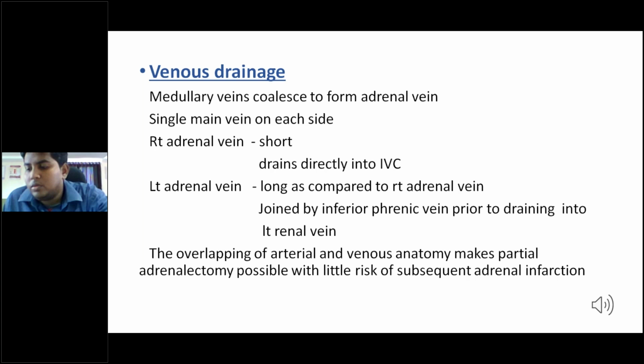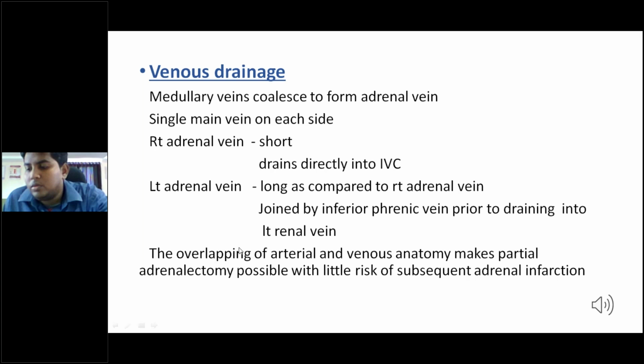So on each side there is a single main adrenal vein, which is formed by the coalescence of the medullary veins. So on the right side, as we already discussed, the medial boundary is the inferior vena cava. So it is close to the inferior vena cava. So the right adrenal vein is short and it drains directly into the IVC. Whereas on the left side, if you clearly remember the anatomical relations, definitely there is an aorta and then the inferior vena cava. So the left adrenal vein should be longer compared to the right. So it is joined by the inferior phrenic vein. Both of these drain into the left renal vein before joining the IVC.